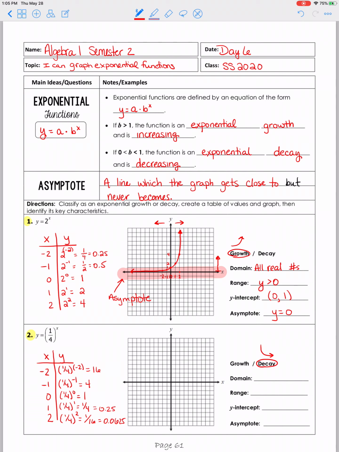So you might get those decimals if you're using your calculator to help you. Okay, so when x is -2, y is 16. That's going to be clear off our graph, way up high. When x is -1, y is at 4. When x is at 0, y is at 1. When x is at 1, y is 1/4. And when x is at 2, y is 1/16.